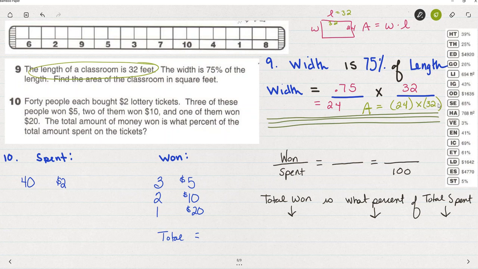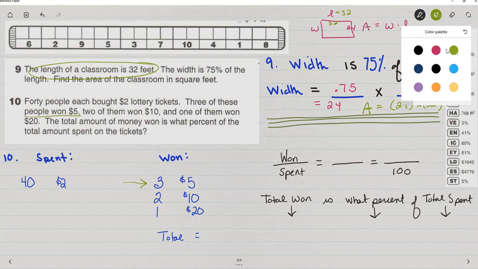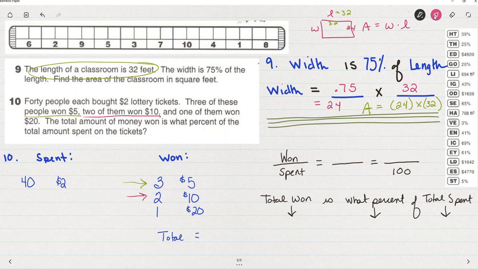Number 10, 40 people each bought $2 lottery tickets. 3 of these people won $5. And you see this, I have it drawn out here. 3 won $5, 2 won $10, and 1 won $20. So the total amount of money won is what percent of the total amount spent on the tickets? Well, if 40 people paid $2 each, then all together the total spent is going to be 40 times 2, right? Or $80.